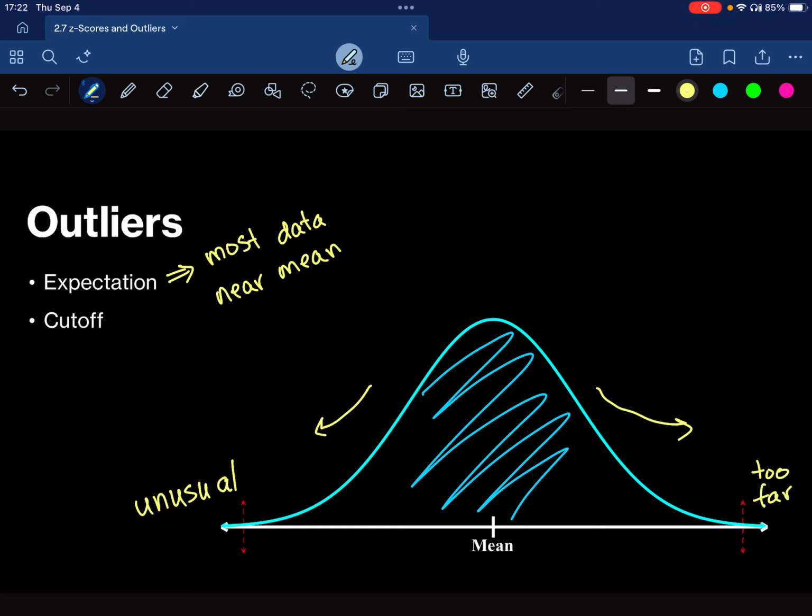And so we're going to use the cutoff of -3 and 3. And so if our z-scores are between -3 and 3, these will not be outliers. But if our z-score is outside of -3 to 3, so if it's below -3 or above 3, that's when we start calling it an outlier.